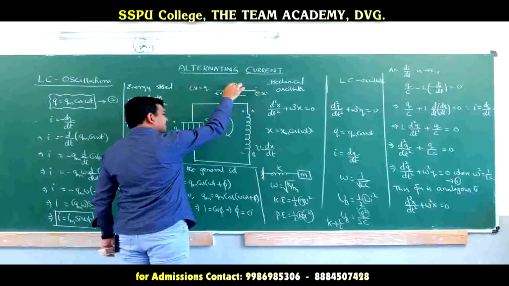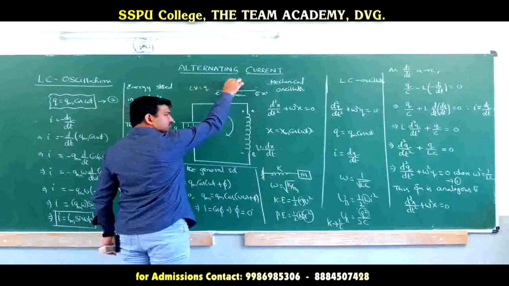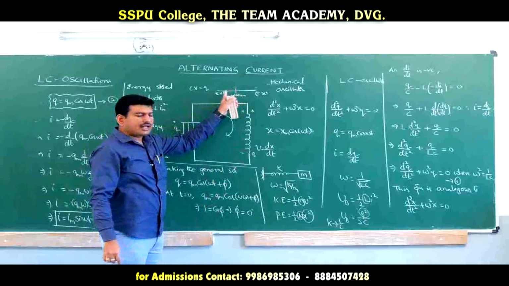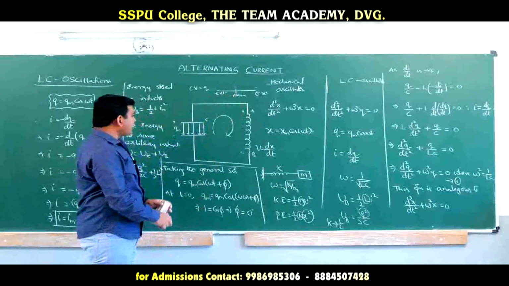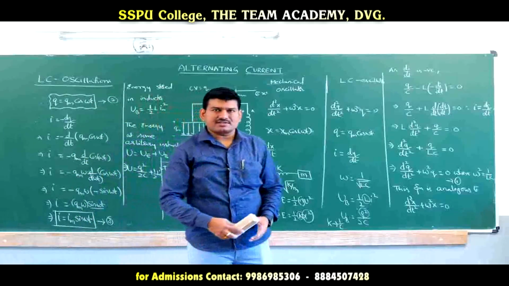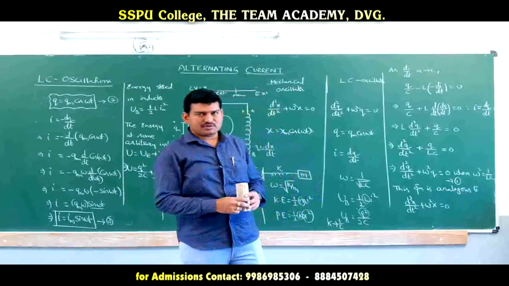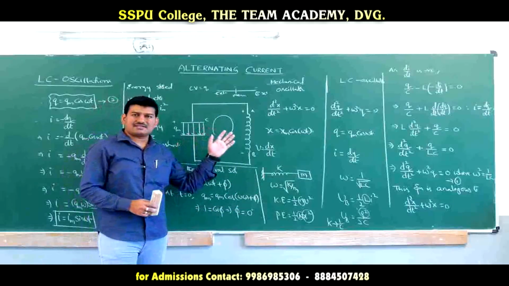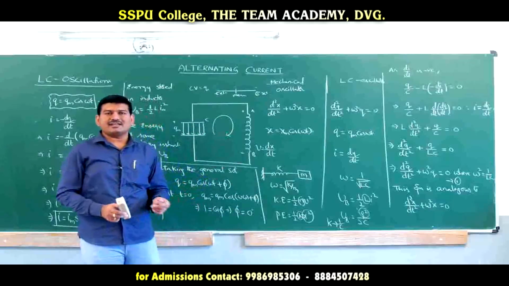Here, magnetic energy is maximum, and what is 0? Magnetic energy maximum, electrostatic energy is 0. Likewise, it is interchanging. And these oscillations are analogous to what? Mechanical oscillations. But one thing here we must be careful about is, we have considered only the idealistic case of LC oscillations. But in reality, it won't happen.